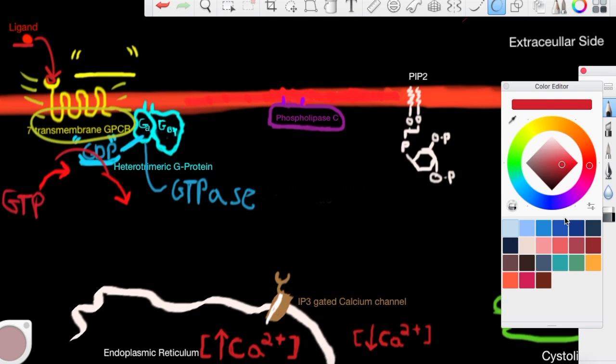GDP, and because of this, the 7-transmembrane GPCR will actually play a key role as a GEF, as you learned in class, a guanine nucleotide exchange factor. Since the ligand binds on this 7-transmembrane GPCR, it's going to actually influence the exchange of GTP for the alpha subunit. Because of this exchange, you'll actually activate the heterotrimeric G protein, and the G alpha subunit and G beta and gamma units will actually separate. And we'll go into detail about this on the next slide.